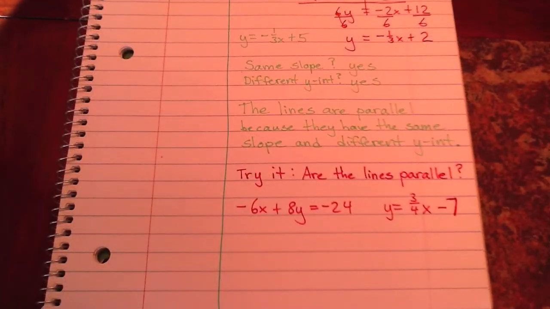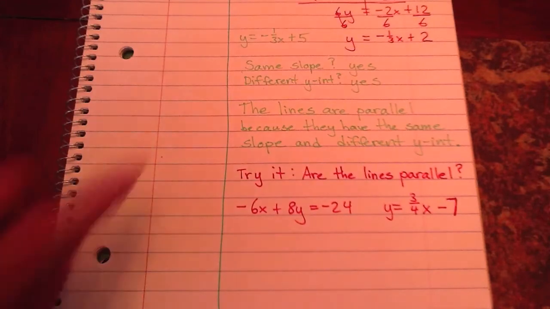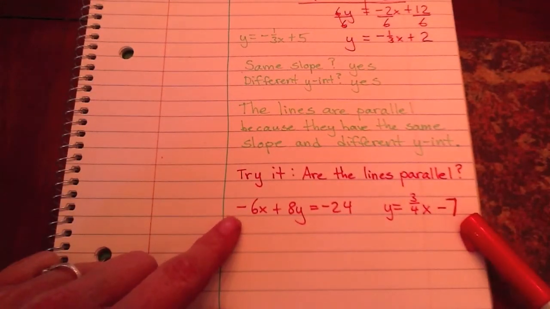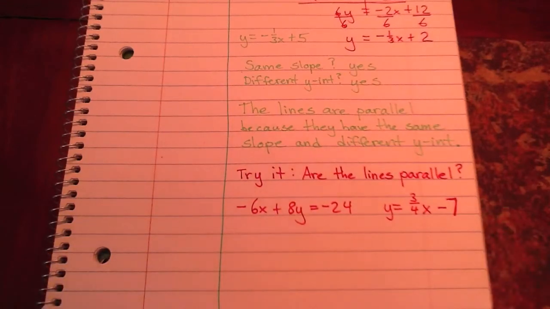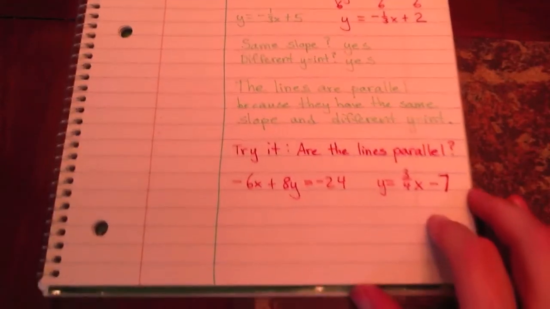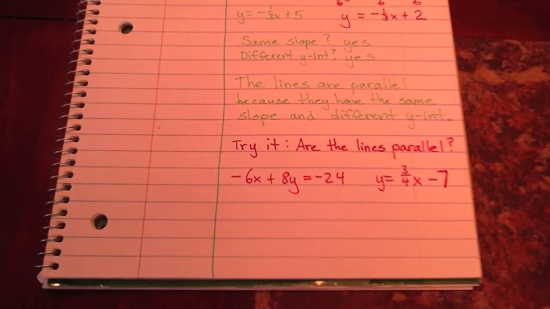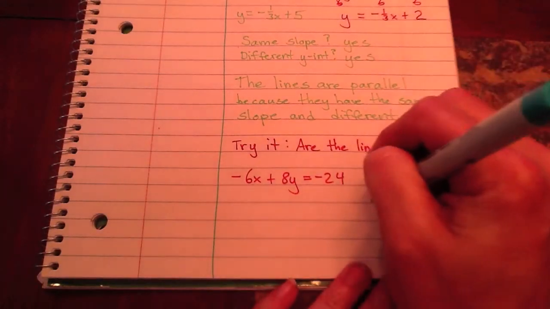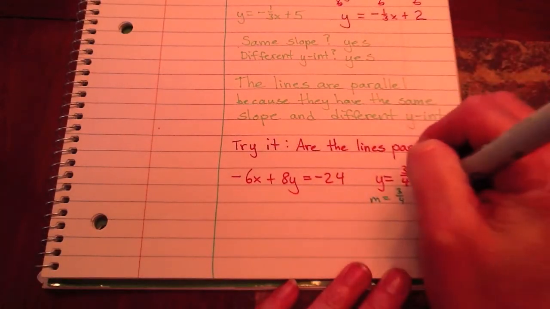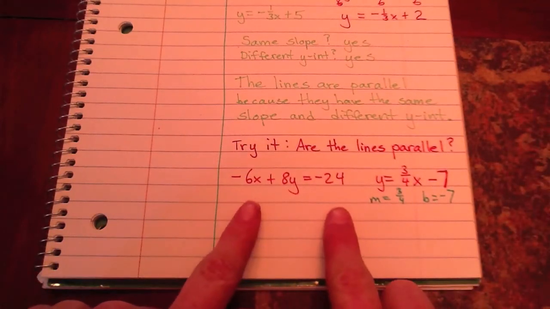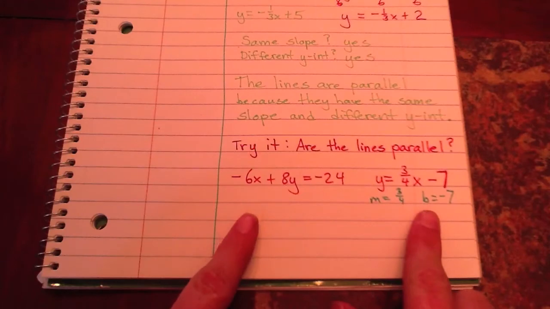Now I want you to go ahead and try that in a problem just like that example. So you're going to compare these two given lines, hit pause, compare them, tell me yes or no, and tell me why, and then hit play when you're ready to check it. So hopefully you notice this is already in slope-intercept form. M equals 3/4, B equals -7.